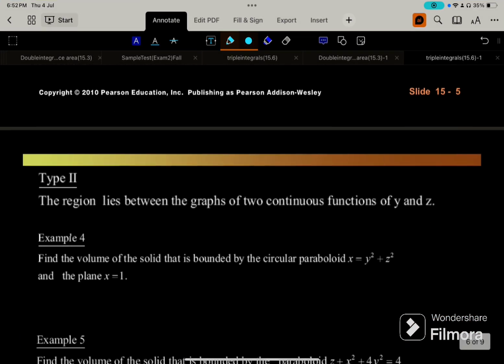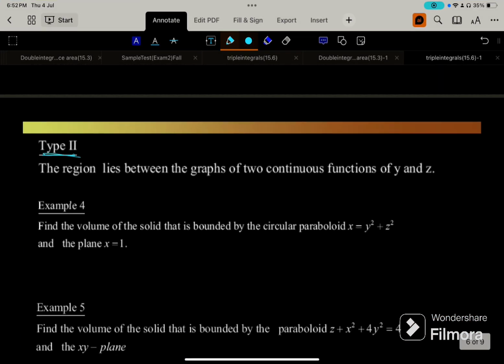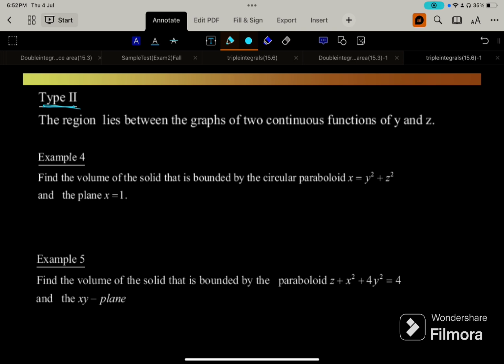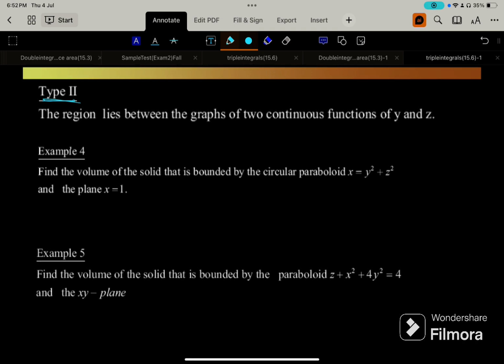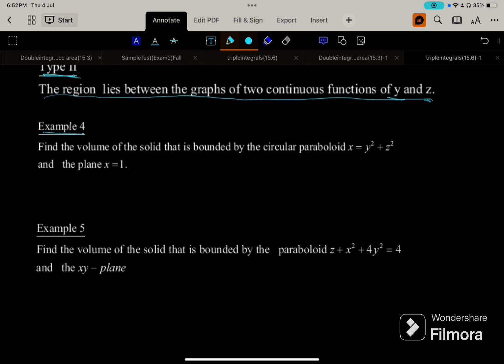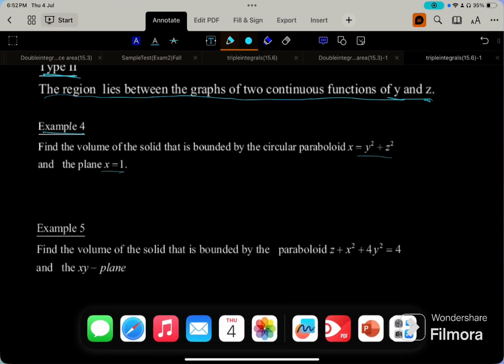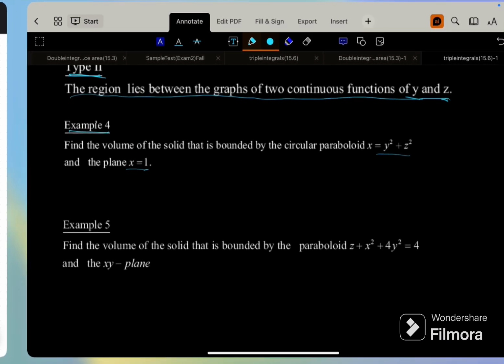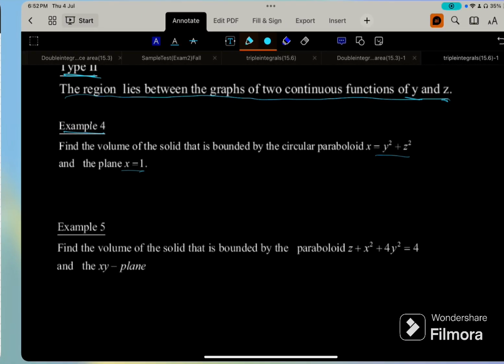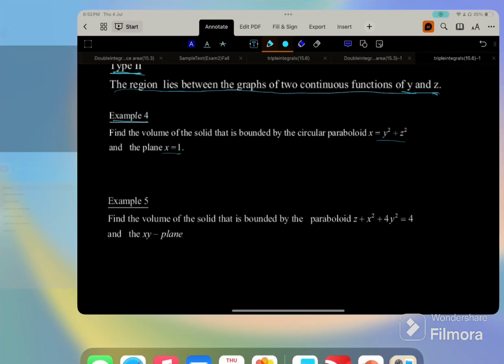Now there's another example. Let's go to type 2. So integrals of type 2: the region lies between the graphs of two continuous functions of y and z. So for our example 4, we're going to find the volume of the solid that's bounded by the circular paraboloid x equals y squared plus z squared, and the plane x equals 1. So let's copy this as the example.